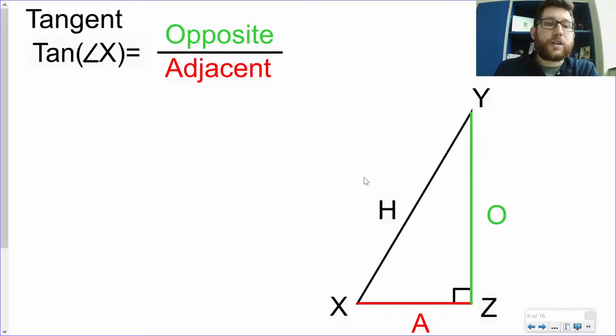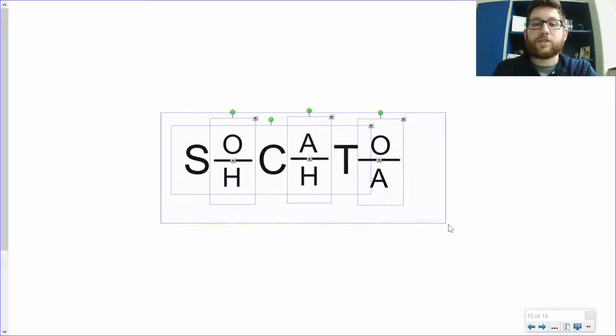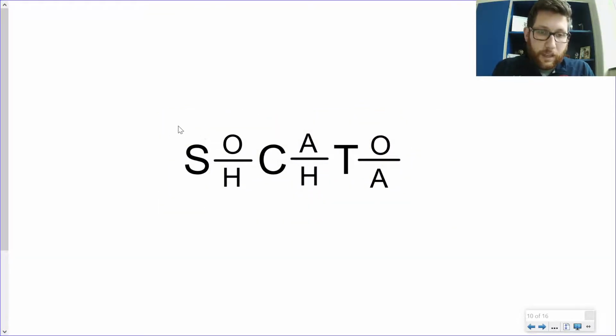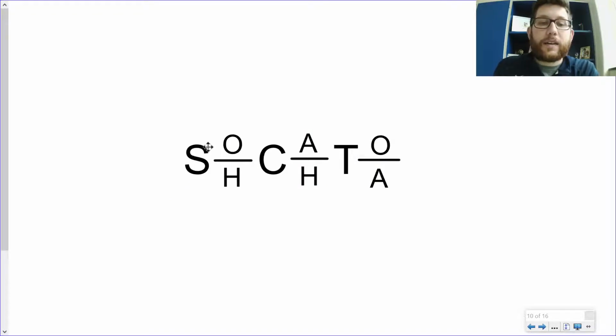And the last one is tangent. So we've got sine, cosine, tangent. Sine is opposite over hypotenuse. Cosine is adjacent over hypotenuse, and tangent is opposite over adjacent. Now notice x is my angle here. It's the O side over the A side. Now, there's an easy way to remember this, and we do it by something called Sohcahtoa. Sohcahtoa is sine is opposite over hypotenuse, cosine is adjacent over hypotenuse, and tangent is opposite over adjacent.